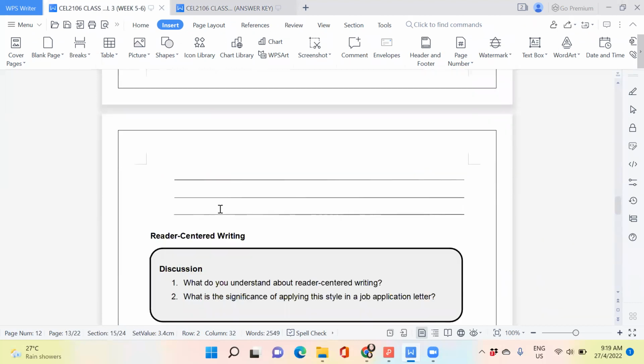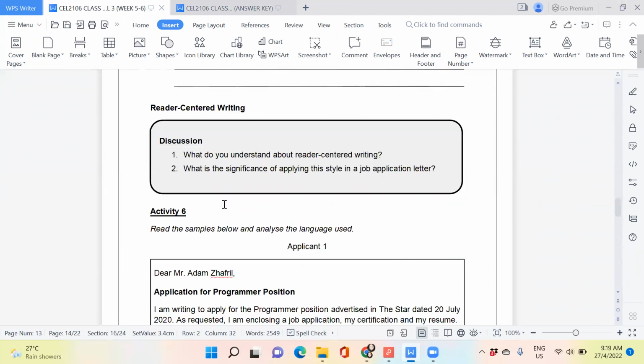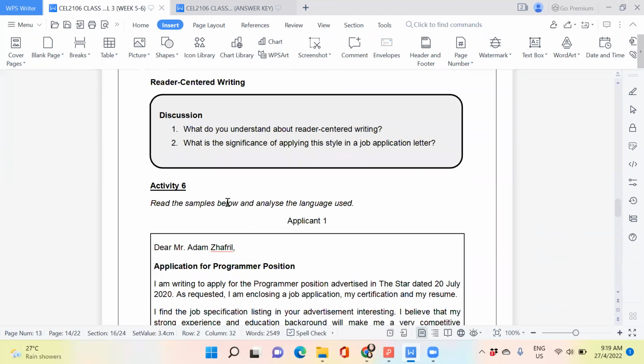Okay, now let's talk about reader-centered writing. Okay, what is reader-centered writing? What do you think?